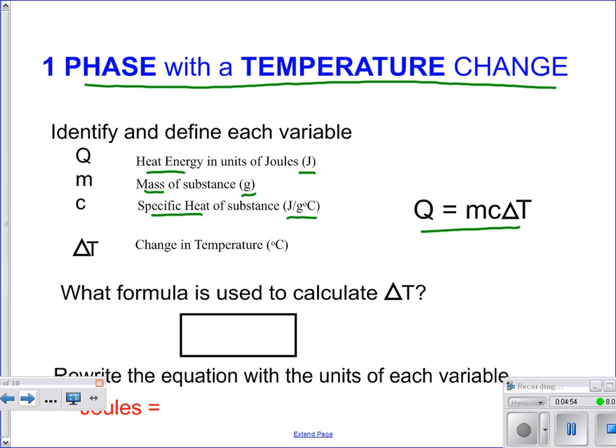Delta T is your change in temperature. Whenever you have a change, it's always going to be final minus initial. So you should have that listed as well.